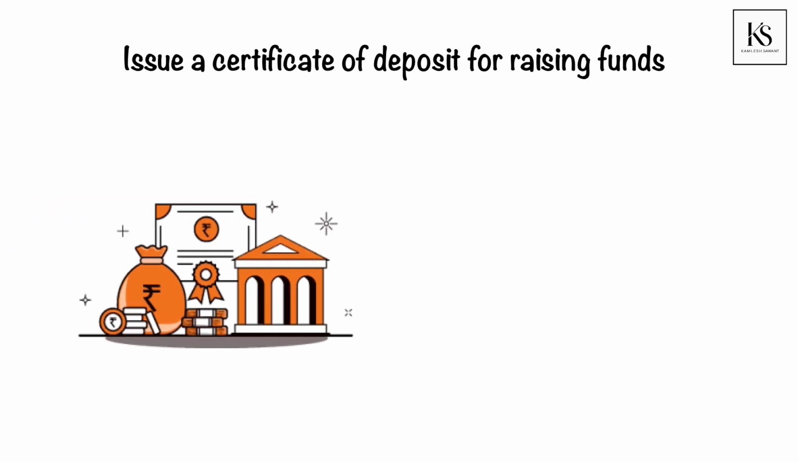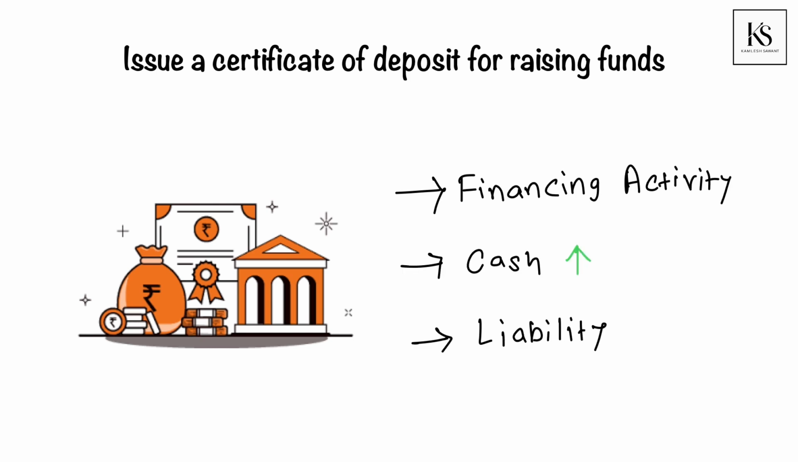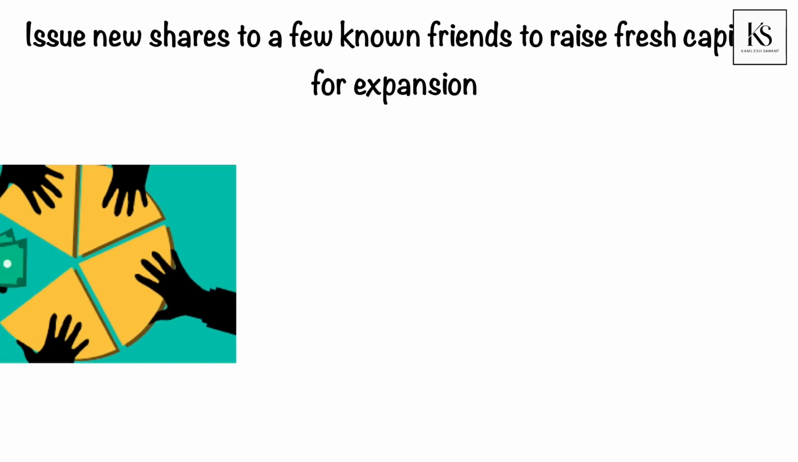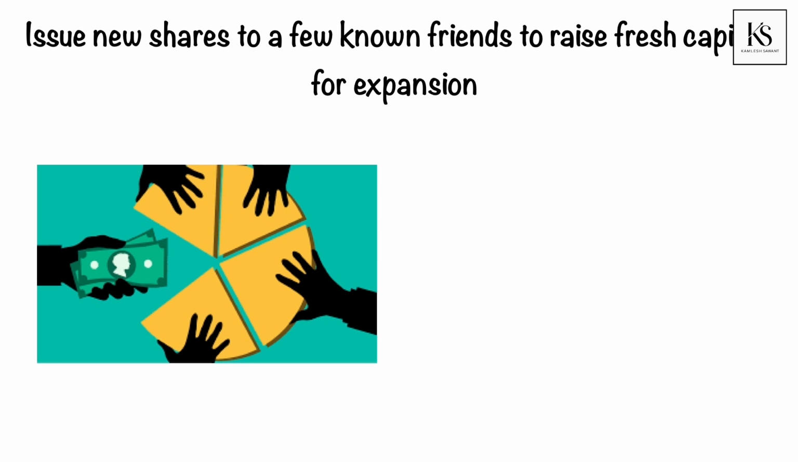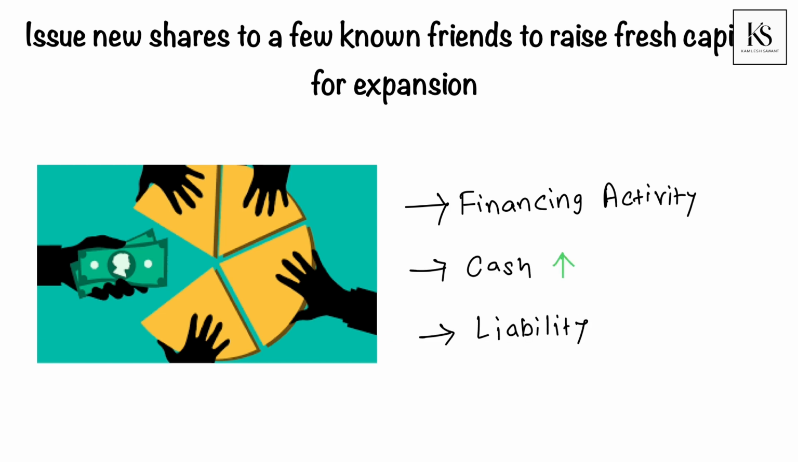Issue a certificate of deposit for raising funds. Deposits via CD means cash inflow. It comes under financial activities. Cash balance increases. CD is a liability. Issue new shares to a few known friends to raise fresh capital for expansion. Issue of fresh capital means cash inflow. It comes under financial activities. Cash balance increases, treated as liability as share capital increases.